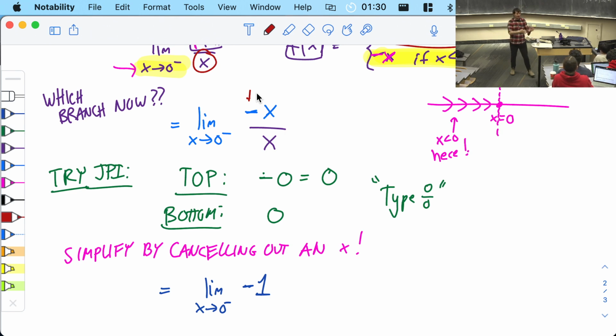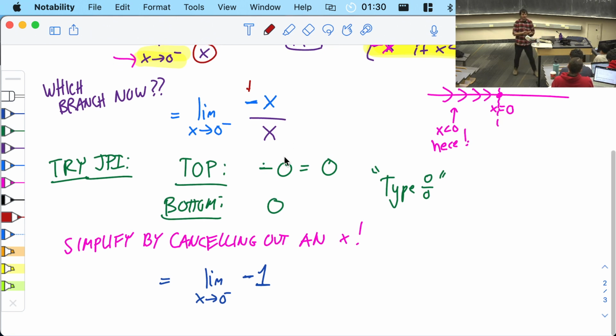But this is a really good skill to know: when it's type 0 over 0, look for ways to simplify. And when we do the next problem, problem 11 or problem 6, whatever it was, you'll see a harder version of this idea of simplifying from the top and the bottom. But in this case, it's simple, x on top, x on the bottom. And finally, we have the limit of minus 1.